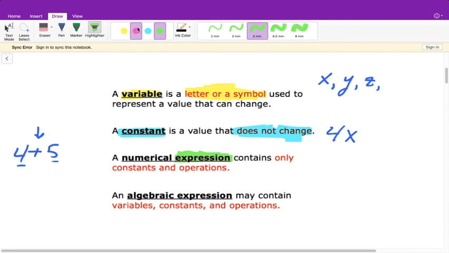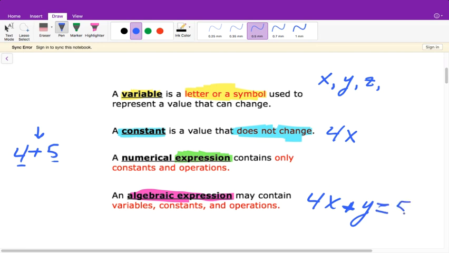And then the last one is an algebraic expression. An algebraic expression may contain variables, constants, and operations. It contains them all. But once again, the main thing is it does not have an equal sign. So 4x plus y. This is an algebraic expression because we have constants, variables, and it's being added together. So we have an operation. If I were to say 4x plus y is equal to 5, this is no longer an algebraic expression because we have the equal sign. Make sure you write down these definitions and that you understand these.